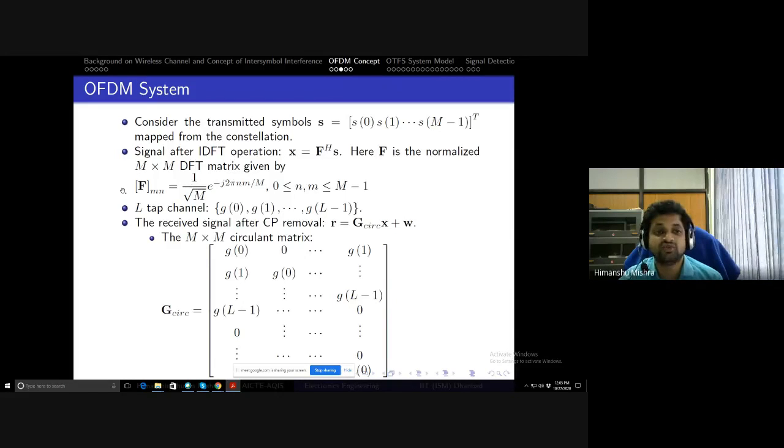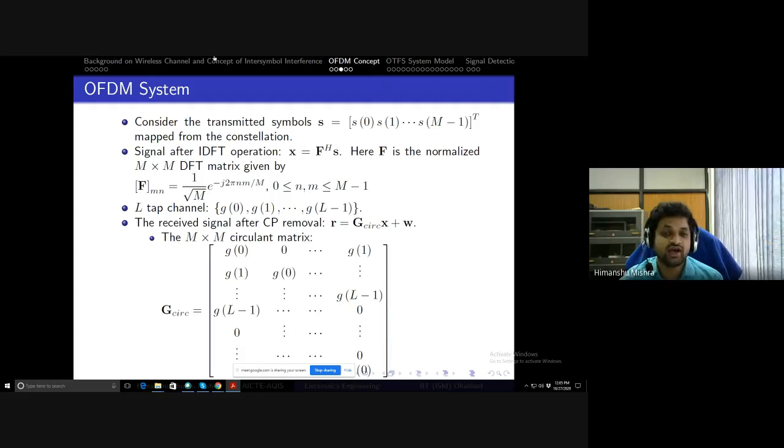Okay, so then what do you do? The details of F I have written over here, the m comma nth element of F. What you will get is the same thing as your FFT operation, or you can say the DFT operation. So I have just written this in matrix form. So this X is in the time domain.